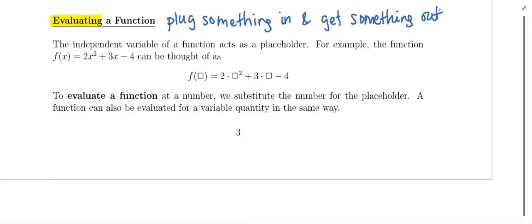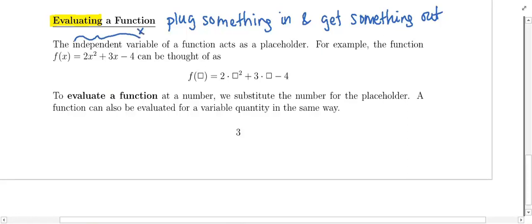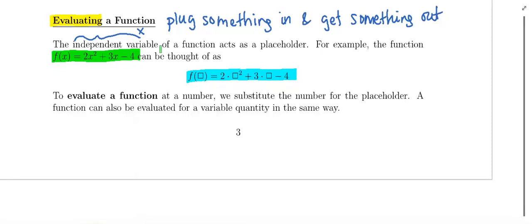If we read what we have under evaluating a function, it says the independent variable, which remember is x, acts as a placeholder. For example, the function f of x is equal to 2x squared plus 3x minus 4 can be thought of as the following statement, this blue statement. If you compare the blue statement to this green statement, you can see that everywhere there is an x, it has been replaced by a box in the blue statement.